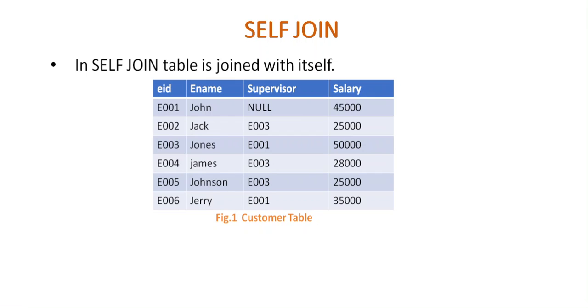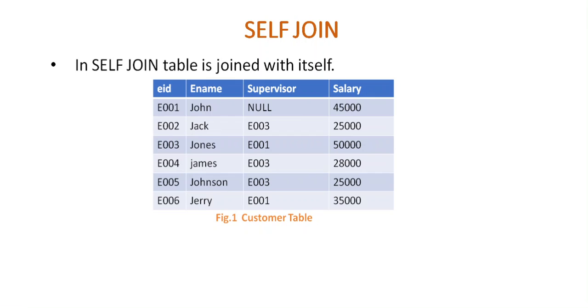Okay. So this is how the data is stored. Here John, that is E001, is not reporting to anyone because he is a supervisor himself. E002, that is Jack, is reporting to E003, that is Jones. Then E003, Jones, is reporting to E001, that is John. So this is the data stored in the table. It consists of the employee IDs and the supervisors to which those employees are reporting.